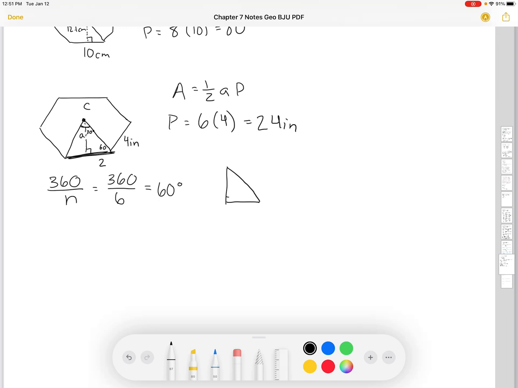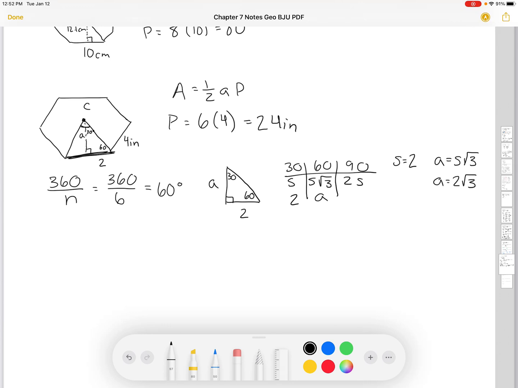Can't use Pythagorean because I don't have enough of the sides, but I can use my special right triangles that we learned yesterday. So I'm going to draw out my chart. S, S square root of 3, and 2S. Across from 30 is 2. Across from 60 is my apothem. And I'm not concerned with what's across from the hypotenuse, so I'm not even going to fill that in. Remember, anything in the column is equal. So if S is 2, then my A is going to be 2 times the square root of 3.